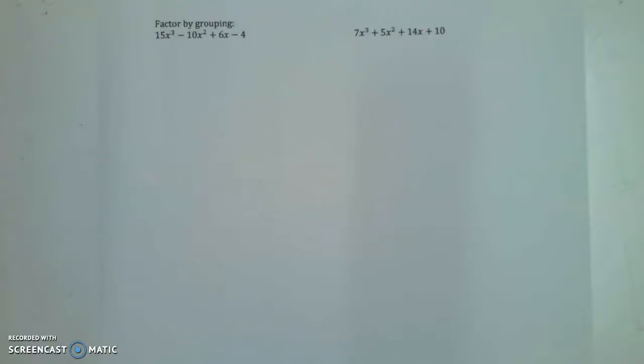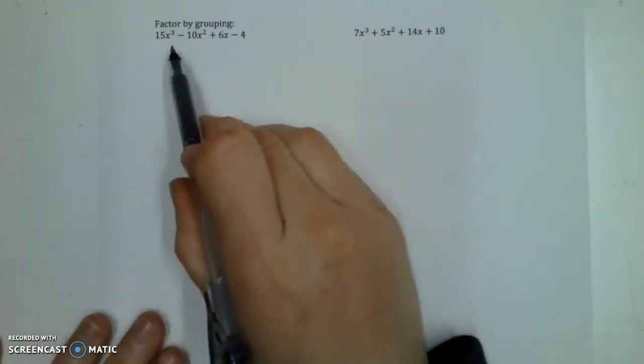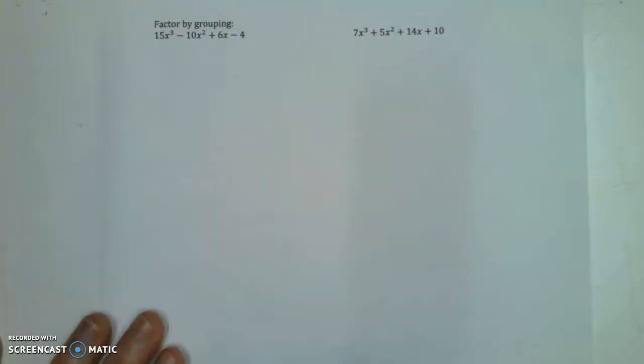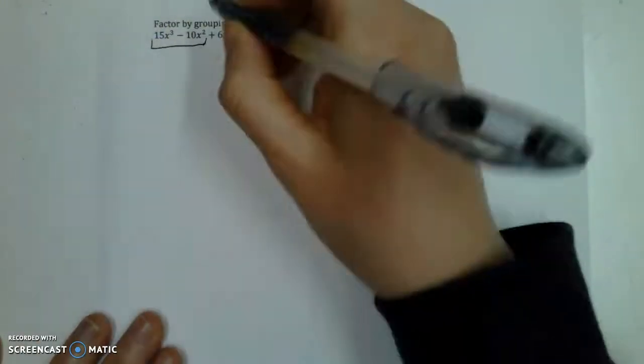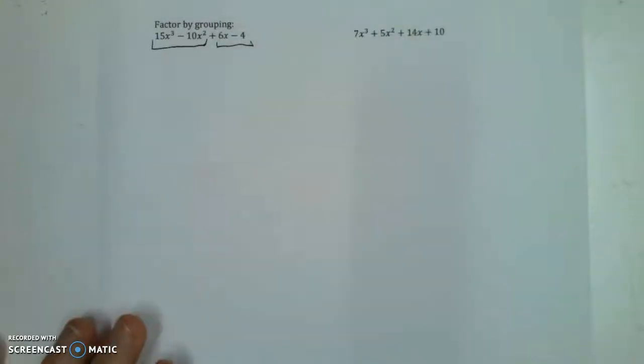Here, let's look at factoring by grouping. Now, generally the problems we're going to do this with have 4 terms in them. So what I'm going to do is mentally group together those first 2 terms, and then mentally group together those second 2 terms. And in each one of them, we would like to pull out a greatest common factor.